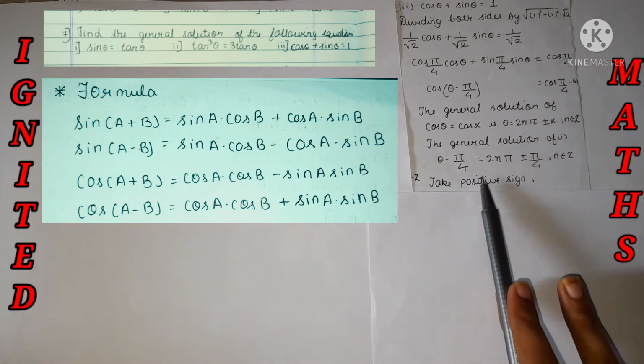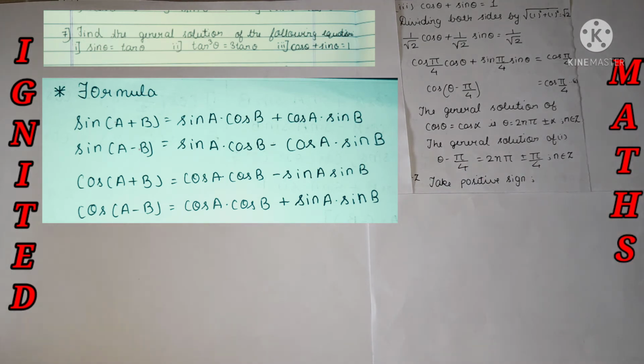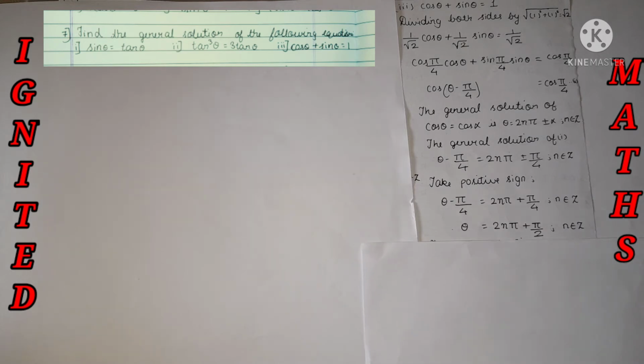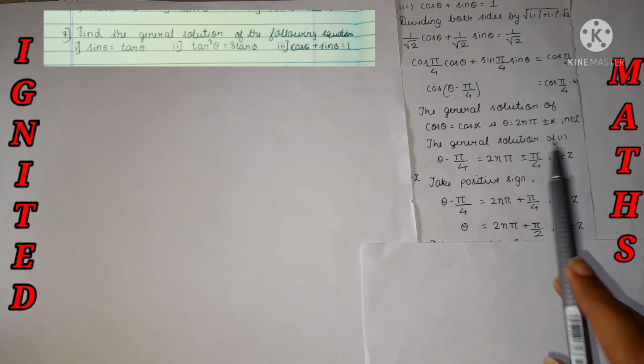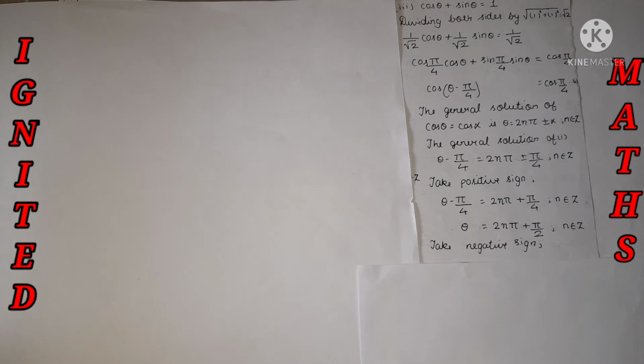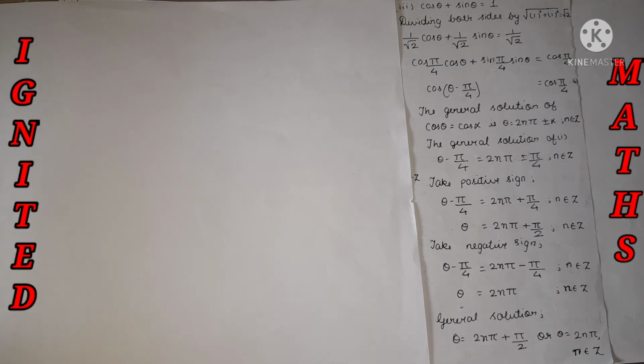So theta minus pi by 4 is equal to 2n pi plus pi by 4. Yes, and just find the value of theta. We have found it. Now take the negative sign of it. Put the negative value and we'll be getting the answer. So the general solution is over here.